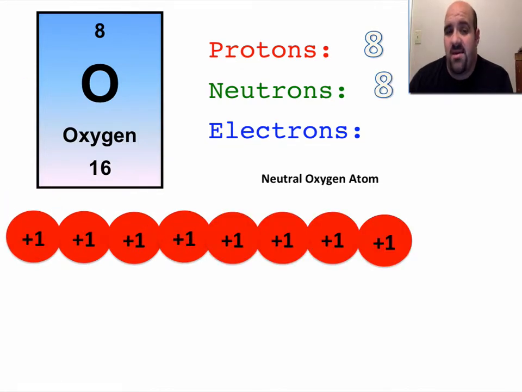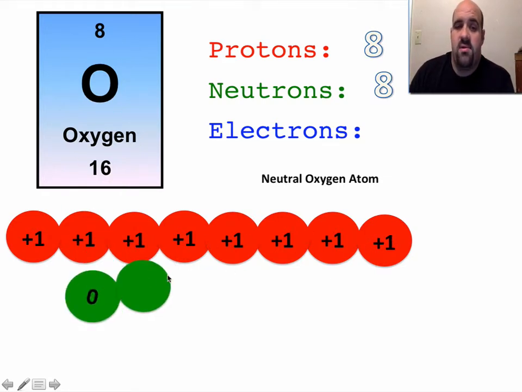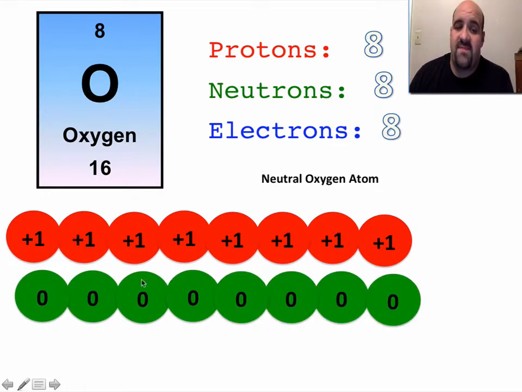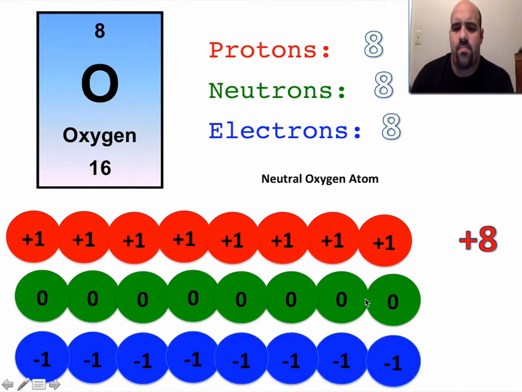That's +8. Each one of these particles represents a proton. There's 8 of them. And there's going to be 8 neutrons. Neutrons have 0 charge, so we didn't put any charge there. And there's going to be 8 electrons. And we see that this balances completely. There's 8 positive particles equaling a +8, 8 negative particles equaling a -8. The net charge in this atom is 0. It's neutral.